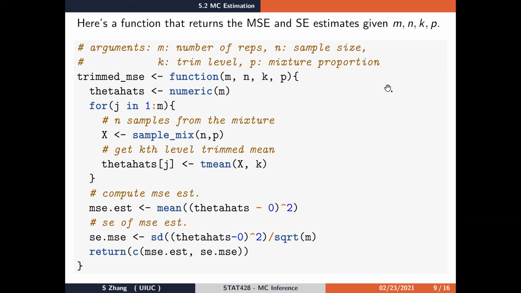So this function will make use of some of the earlier functions we have created. The first step is to create an all zero vector.